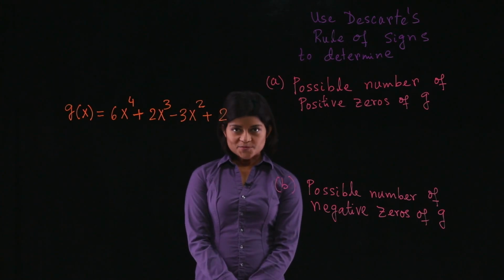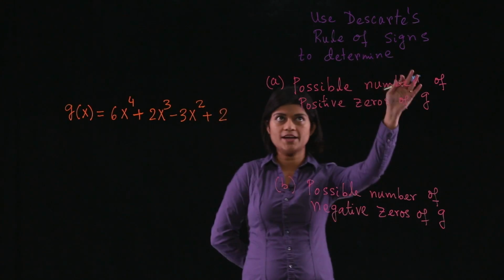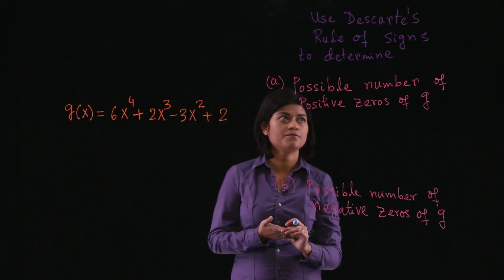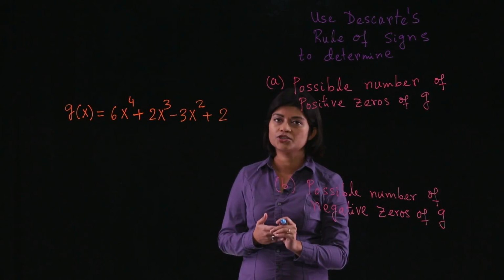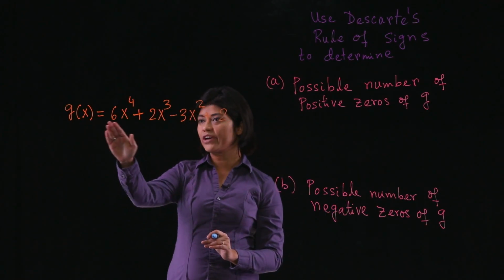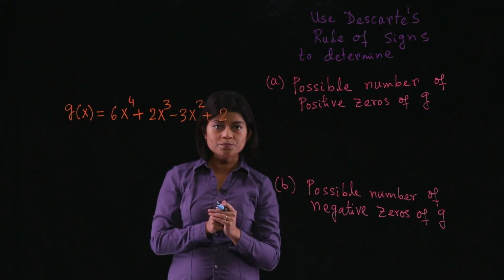Hi, I'm Papia. In this problem, we have to use Descartes' rule of signs to figure out the possible numbers of positive zeros and negative zeros of the given function g. Now, the function g is right here, 6x to the 4 plus 2x cubed minus 3x squared plus 2.